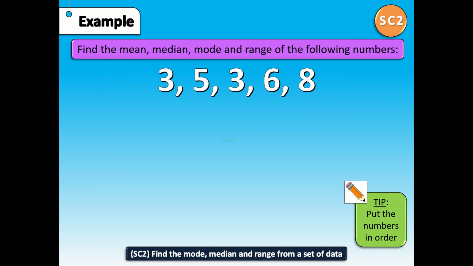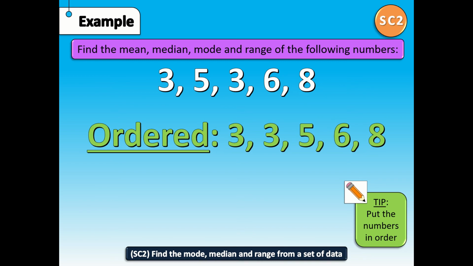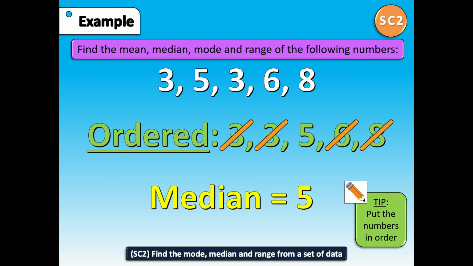For the median, we put the numbers in order of size, so from smallest to biggest, and the median is the middle number. So if we cross off the smallest number and the biggest number, then the next smallest and the next biggest number, until we're left with the middle. So the median of these numbers is 5, because 5 is the number in the middle.